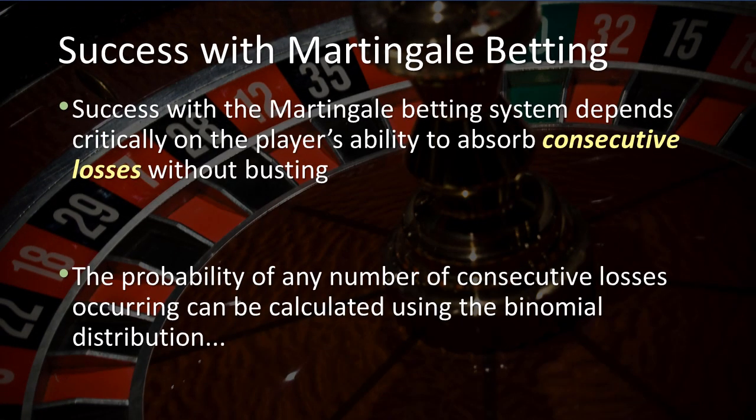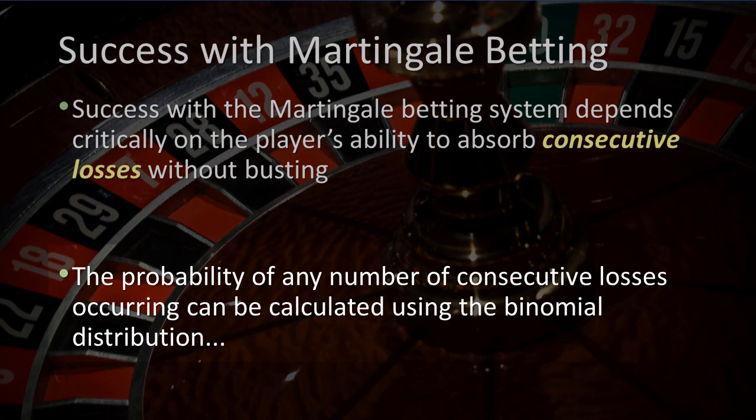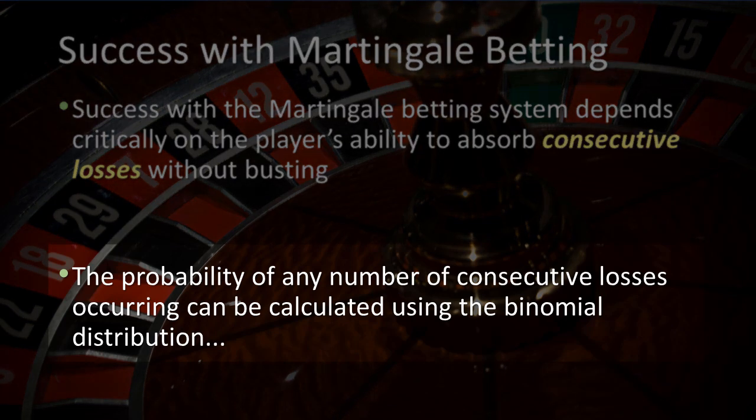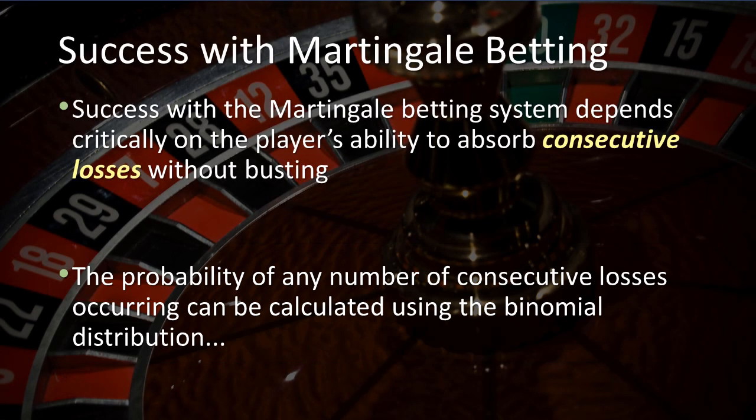If the key to success with the martingale system is to be able to absorb a long series of consecutive losses without busting, it's obviously important to know how likely it is that a long series of consecutive losses will occur. Fortunately, data science can answer this for us, since the probability of any number of consecutive losses occurring can be easily calculated using the binomial distribution. Let's see the result of these calculations.